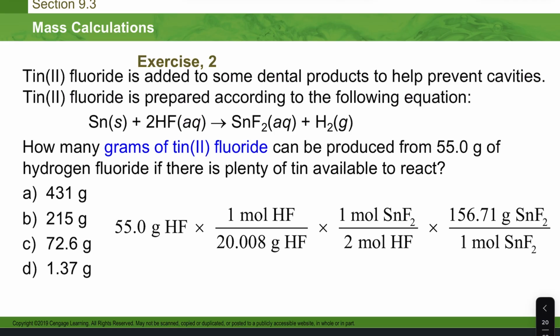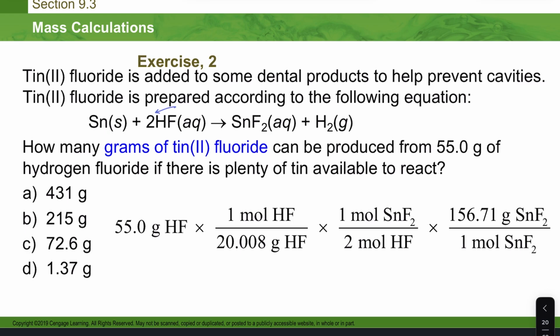Okay, so we have tin(II) fluoride being prepared from tin and hydrofluoric acid. The equation is already balanced. There's a good chance that if there are numbers here already, then your equation is already balanced. But you do want to check and just make sure.